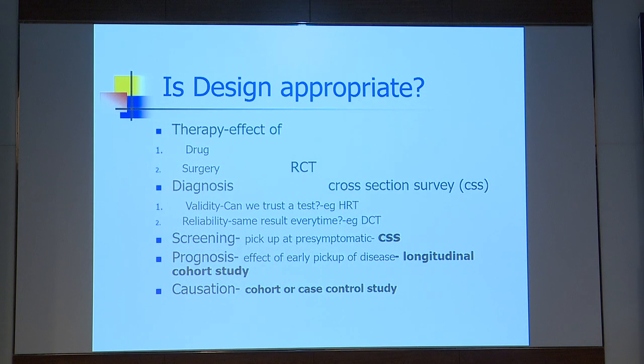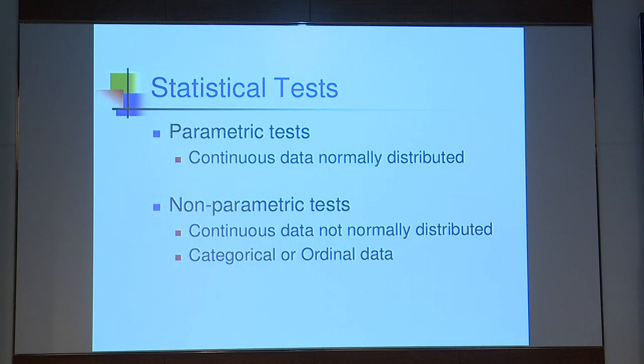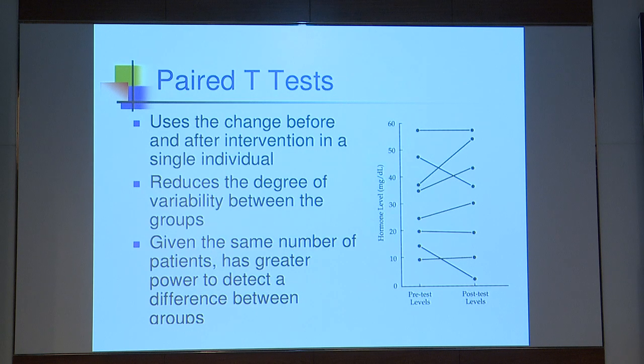Now you find out what data you acquired and what test design you thought of. Then you look at the statistical data: parametric data, continuous. When the data is continuous and normally distributed, you will use parametric tests. Non-parametric is for continuous data that is not normally distributed, or categorical or ordinal data. So when there is categorical or ordinal data, you will use the non-parametric test.